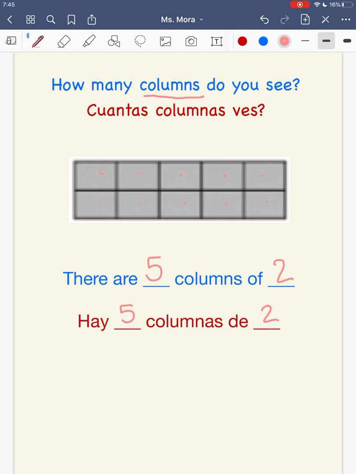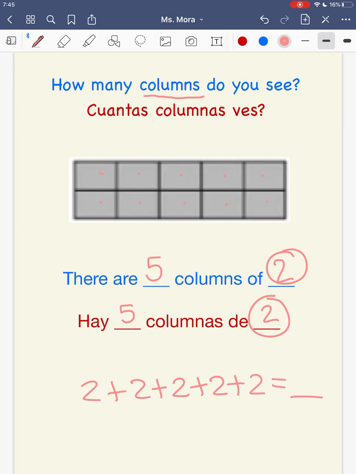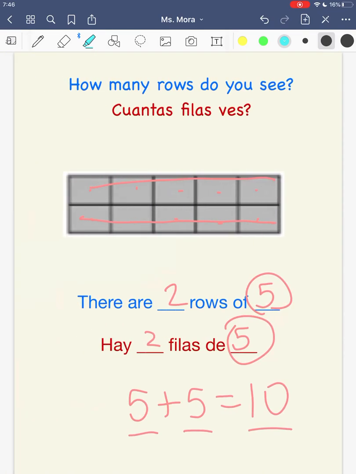And then my repeated addition sentence, remember I'm adding the number in each column. Okay, it's 2 plus 2 plus 2 plus 2 plus 2 equals blank. Esta es mi suma repetida porque vamos a sumar el número adentro de cada columna. 2 plus 2 is 4, plus 2 is 6, plus 2 is 8, plus 2 is 10. Alrighty guys, so that is my total. And remember, my total number of squares does not change because the array is the same. So this array, remember we said it was just like this array, and they both have 10 squares.